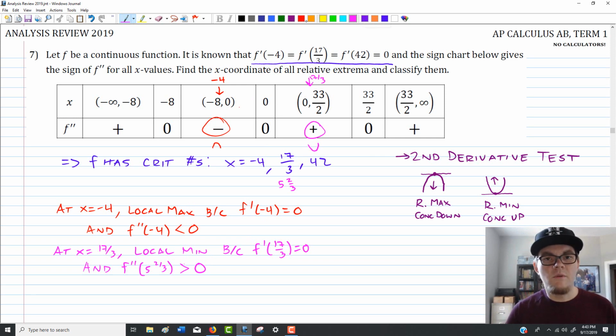Last but not least, I wish this one wasn't even here because it seems like it's beating a dead horse. It's the exact same process. The last one is 42. 42 clearly falls over here.